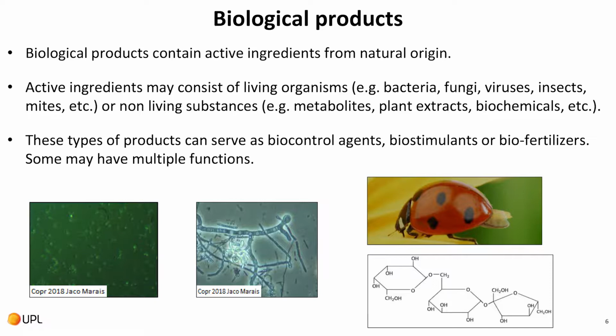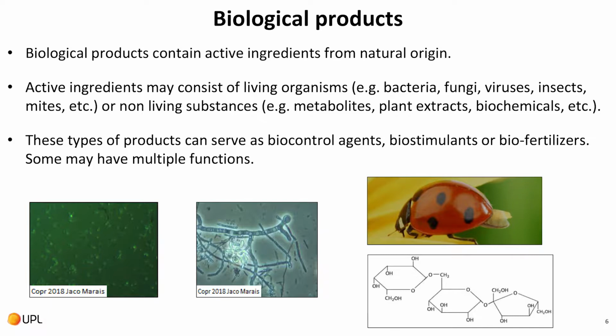Viruses are mainly used as biocontrol agents, but you also have your macrobials, your insects and mites, also used as biocontrol agents and being more and more protected in many farming systems. Then you've got your non-living substances that can act as active ingredients, and this can include metabolites, plant extracts, and other biochemicals. These types of products can serve a multitude of functions for biocontrol, biostimulants, and biofertilizers, and many of these products can incorporate all these functions in one product or one package. And this is especially true with your microorganisms.